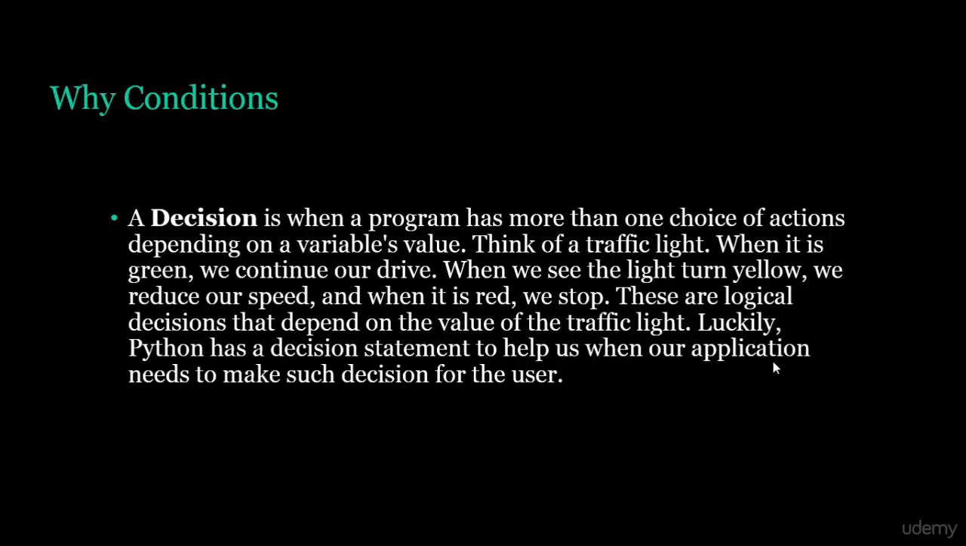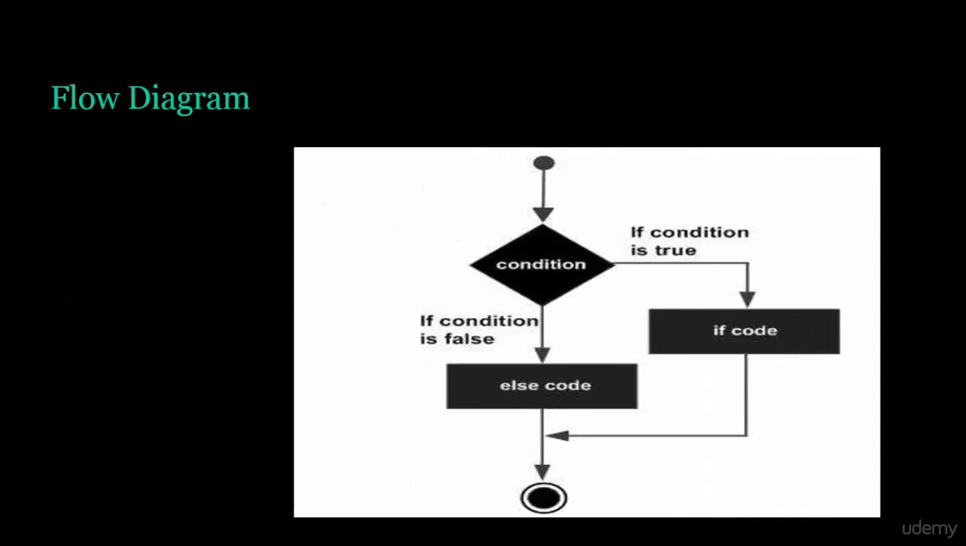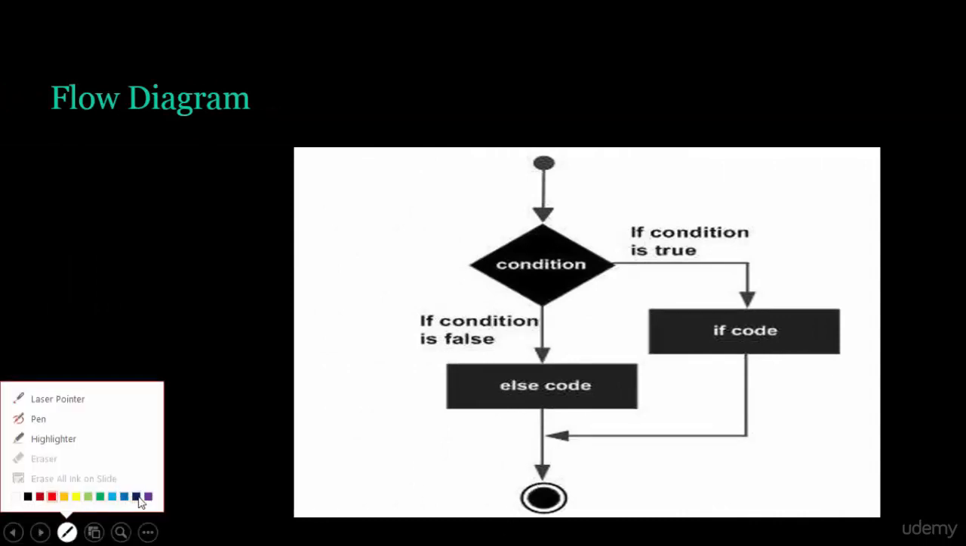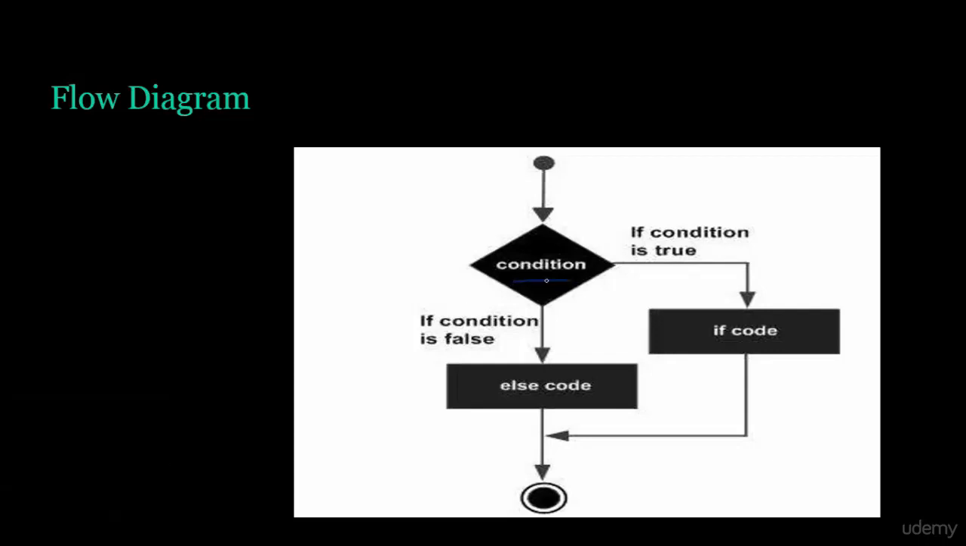These are logical decisions that depend on the value of the traffic light. Luckily, Python has a decision statement to help us when our application needs to make such a decision for the user. Let's see this example. This flow diagram explains what we mean by a decision. This is our condition here. If this condition is true, we will move here to execute a code, and we will continue to the end of our code. And if this condition is false, we will execute something else and we will go on to the end of our code, and so on.